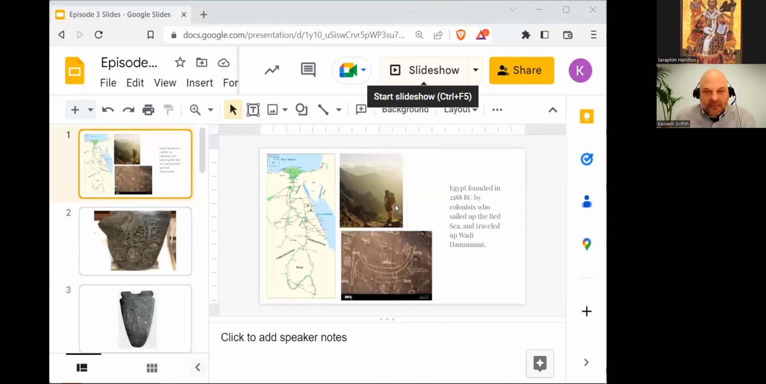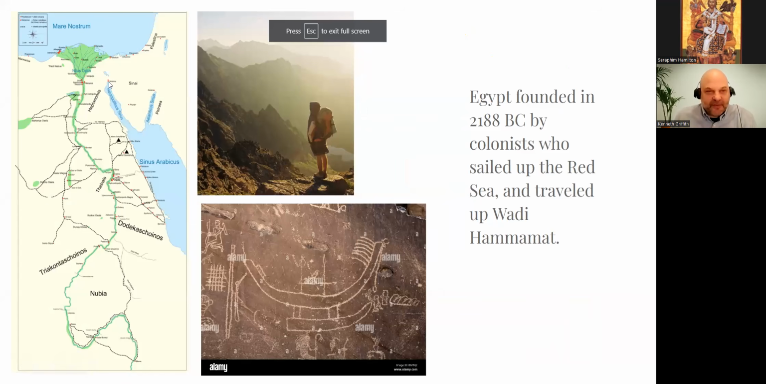So I'm going to share my screen with you, and hopefully it'll work. Okay, so what we have, this on the left is a map of Egypt. Can you see that? Yeah.